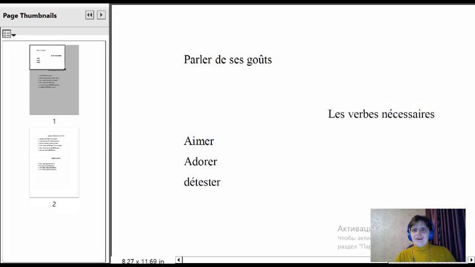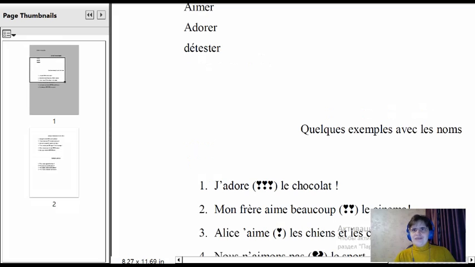So we can obviously start by talking about things that we like or we don't like doing. Let's take a look at some examples.